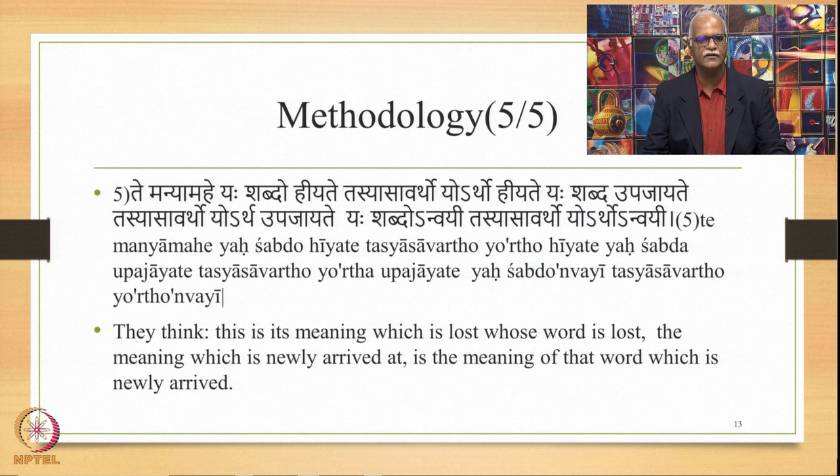Then they think that this is its meaning, which is lost, whose word is lost. So, sa is lost, and so the meaning of that sa, namely oneness, is also lost. So, oneness is the meaning of sa. This is how we extract the correspondence, extract the components. The oneness is the meaning of sa.